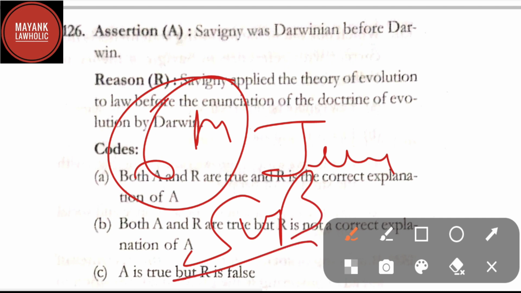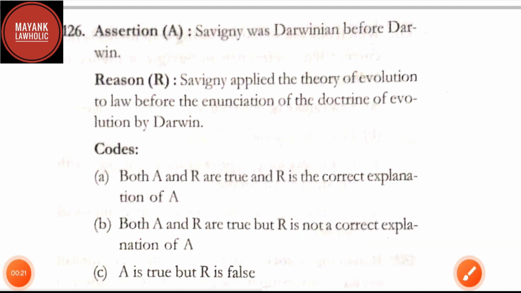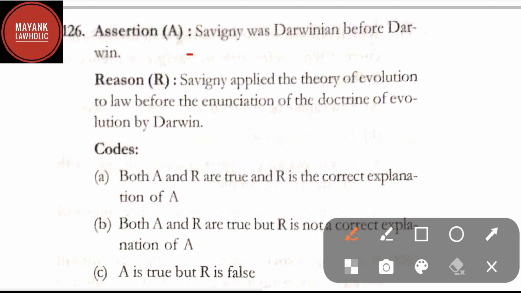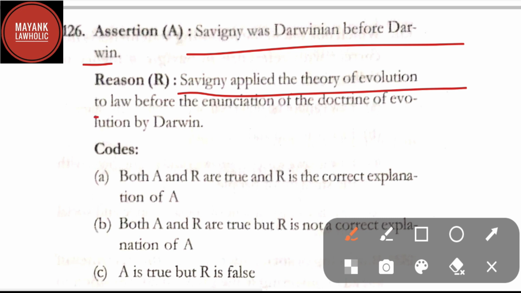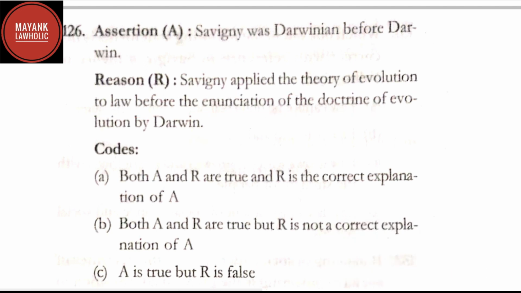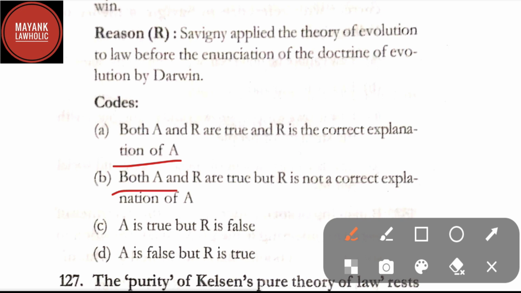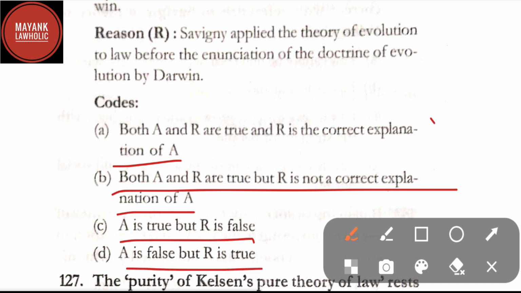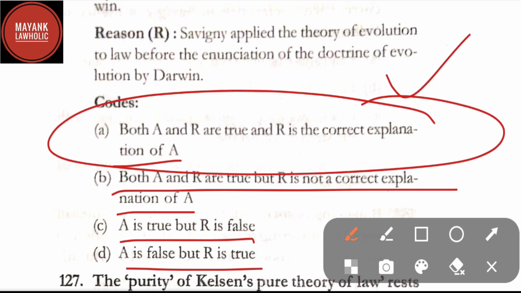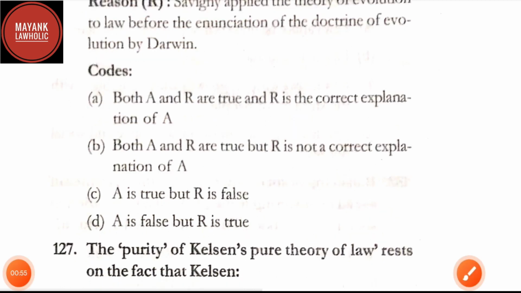So now let's get started from question number 126. Question number 126, assertion: Savigny was Darwinian before Darwin. Reason: Savigny applied the theory of evolution to law before the enunciation of the doctrine of evolution by Darwin. Option A, both A and R are true, and R is the correct explanation of A. B, both A and R are true, but R is not a correct explanation of A. Option C, A is true, but R is false. And option D, A is false, but R is true. Here, the correct answer in question number 126 is option A, that is both A and R are true, and R is the correct explanation of A.